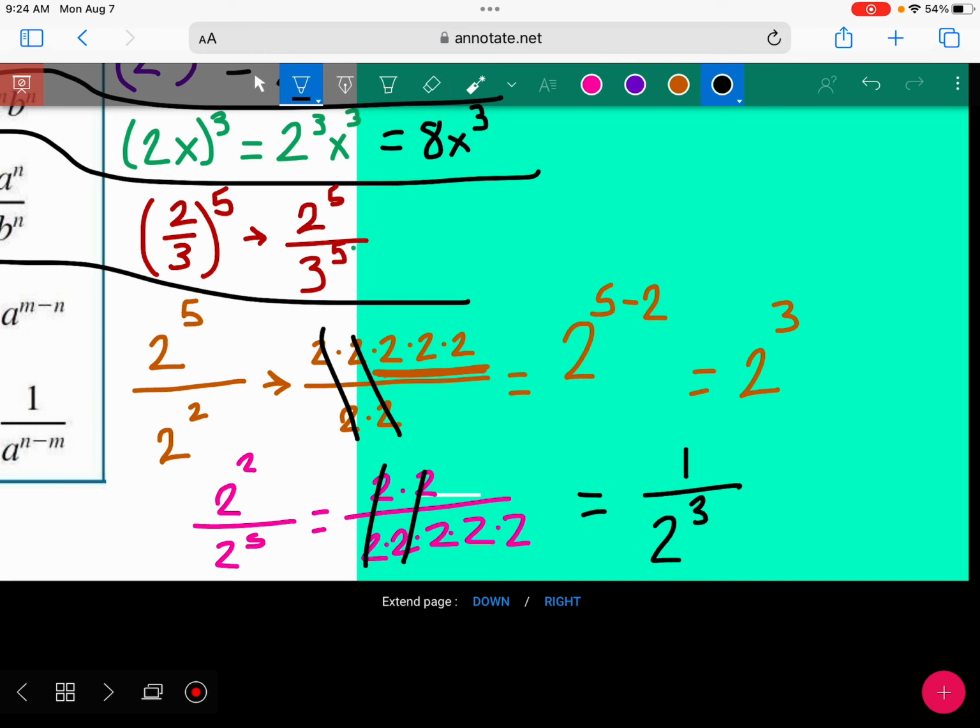So you can still wind up with things in your denominator using the subtraction method. If you did it the same way we did in A, you'd wind up with 2 to the minus 3, which just means it flips down, just like we did with our negative exponents on the first one. Okay, so it's a matter of where your bigger exponent is.